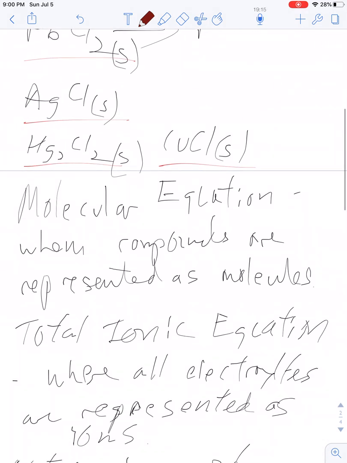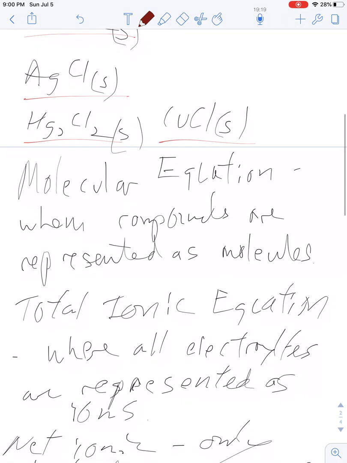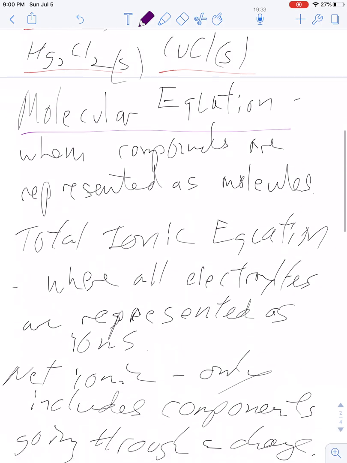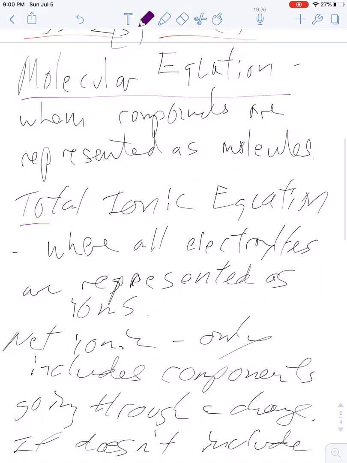So now we move on to the molecular equation. The molecular equation is when compounds are represented as molecules. That's what you're most familiar with from first year chem. Whereas total ionic equations are when all electrolytes are represented as ions. So in other words, if something breaks apart in water, you would represent it as its ions.